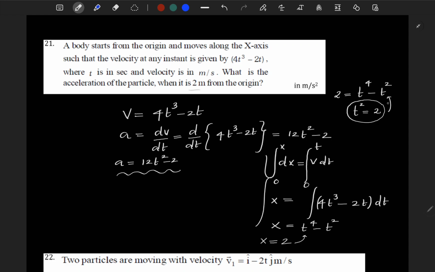To make the answer simple, I observed from the expression that instead of solving it, I can simply put t^2 as 2, because 2 squared is 4, and 4 minus 2 is 2. Instead of finding the value of t, which is of no use because anyhow I have to substitute t^2 here, t^2 is simply 2. Then the acceleration becomes 12 times t^2, which is 2, minus 2, which gives you 24 minus 2 is 22 meters per second squared, which is the answer for this question.